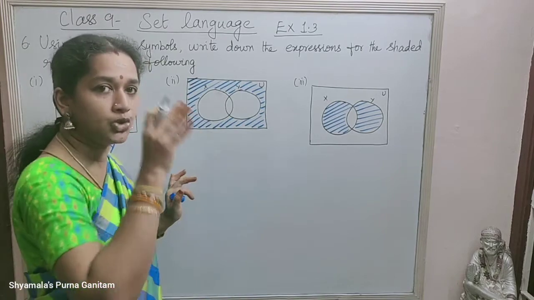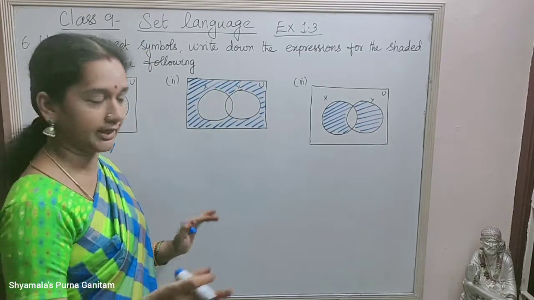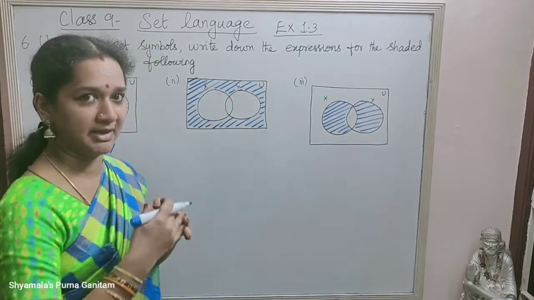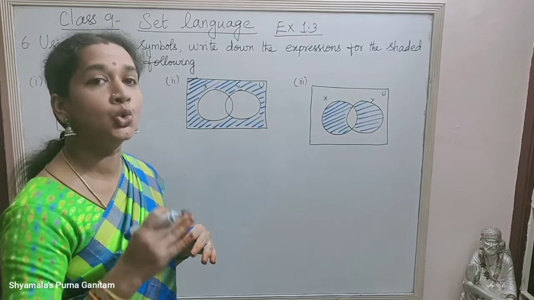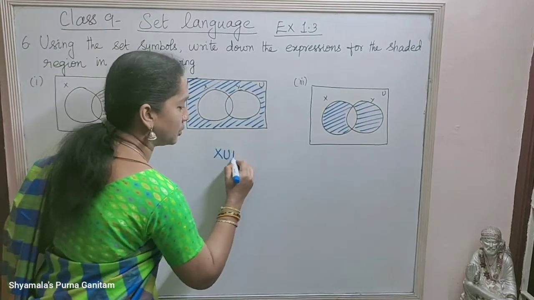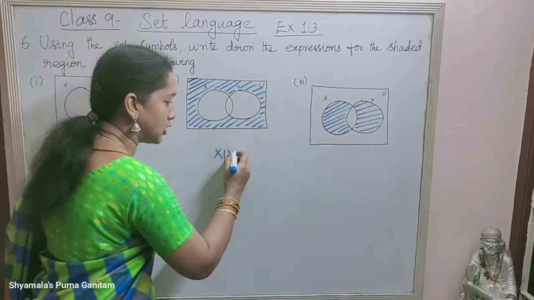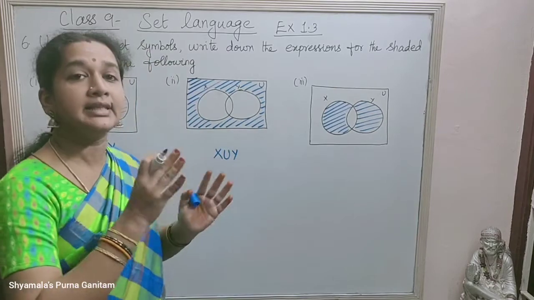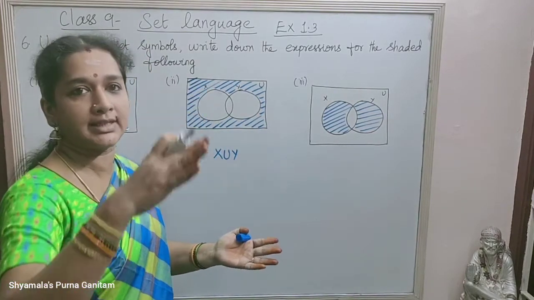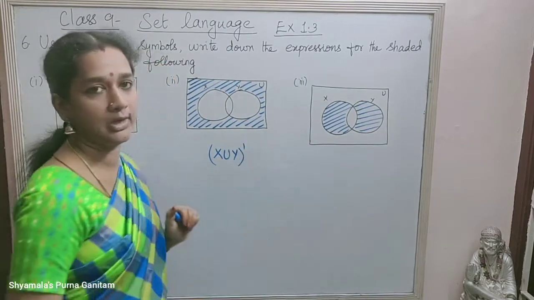Then the second one. The universal set alone is shaded. This X set and Y set are not shaded. So if you take all the elements of X and Y, that is X union Y. Those elements are not shaded. The remaining elements from the universal set are shaded. So X union Y, the whole dash.